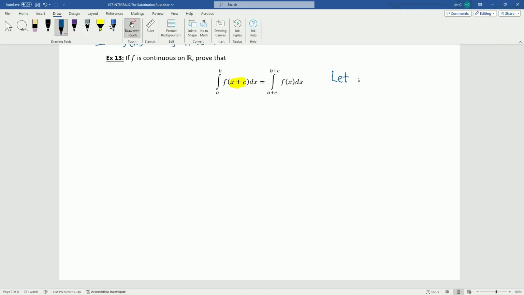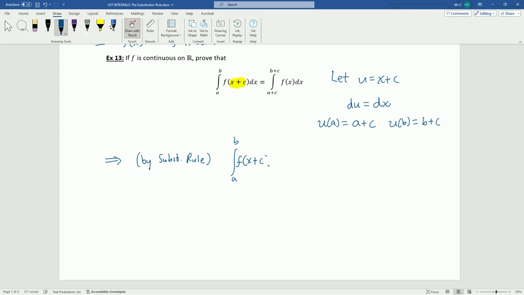So we're going to let u be equal to x plus c. Then du is just dx. That's a real nice substitution. But u evaluated at a is a plus c, and u evaluated at b is b plus c. So that implies, by the substitution rule, that the integral from a to b of f of x plus c dx is the integral from a plus c to b plus c of f of u du.